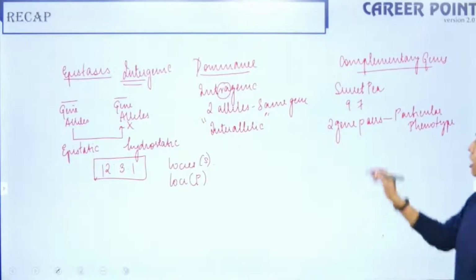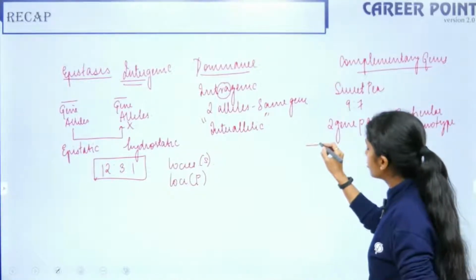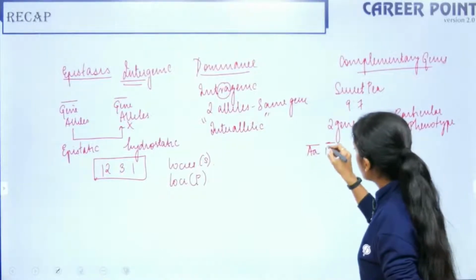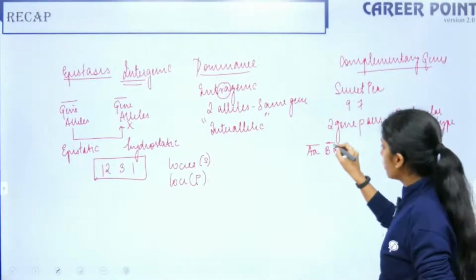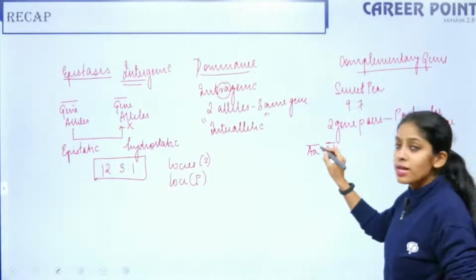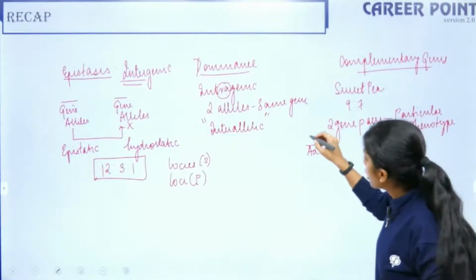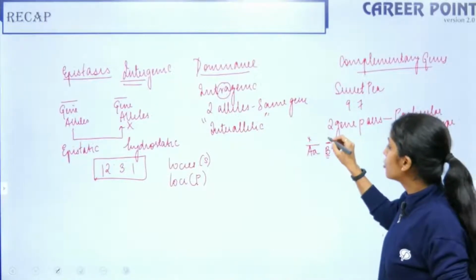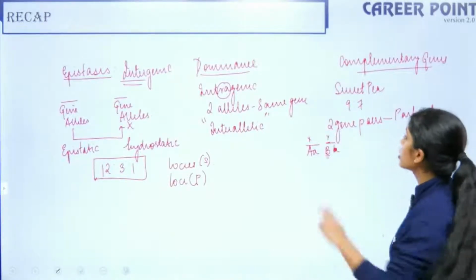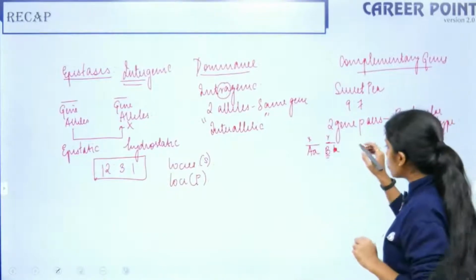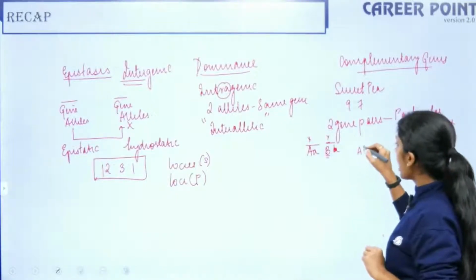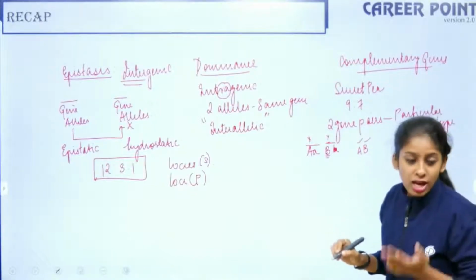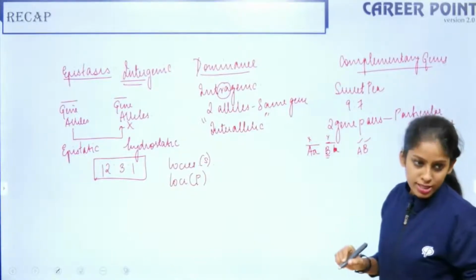Okay, but suppose I have a gene A, small a, and B, small b. The dominant allele of this gene is not expressed until the dominant allele of this gene is expressed. So this is complementing each other. So you will have A and B expressed only if these two are present together. Otherwise, it will not be present. Okay.